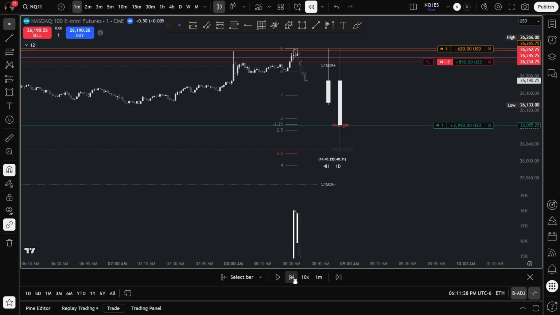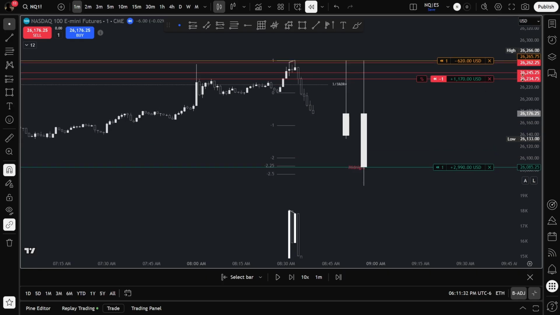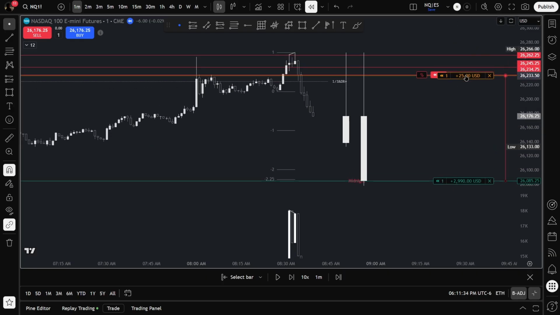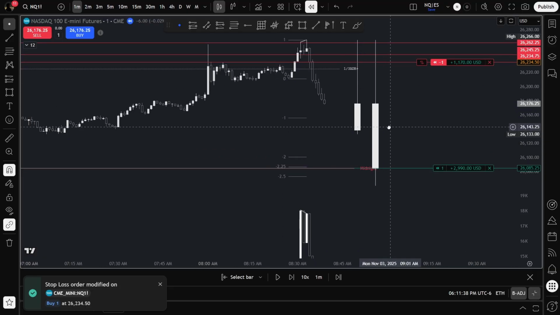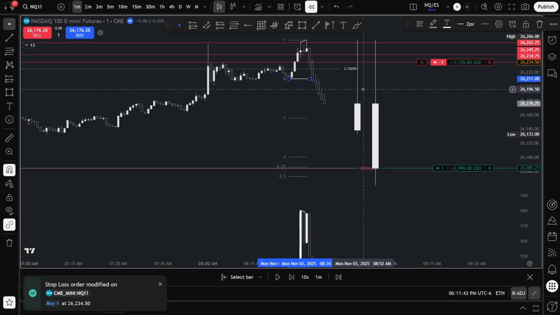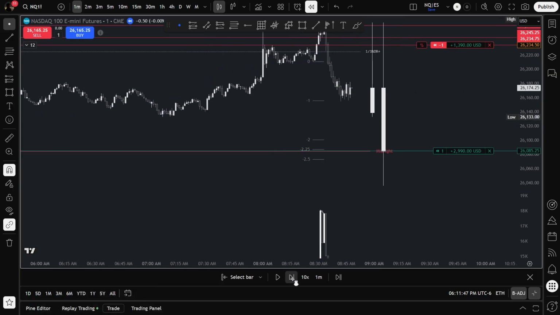If we fast forward this, boom, I'm floating 1,000 in profit. I would probably move my stops to break even by now, just like this, and then just let this run, because we've taken out this low. If we set it to break even, I should be chilling. So just let the price play out.